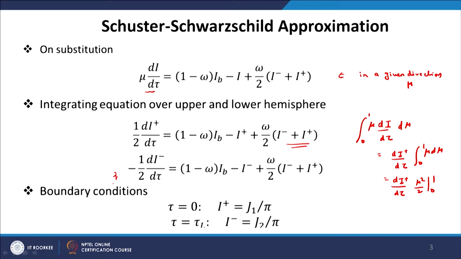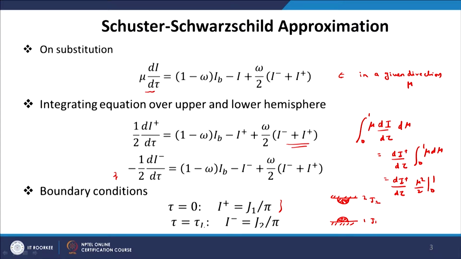The boundary conditions again will be isotropic. On the upper plate we have diffuse and isotropic intensity given by radiosity J2 by pi, and similarly on the bottom plate the intensity is isotropic, given by radiosity J1 by pi. Here J1 and J2 are the radiosities of the two plates.